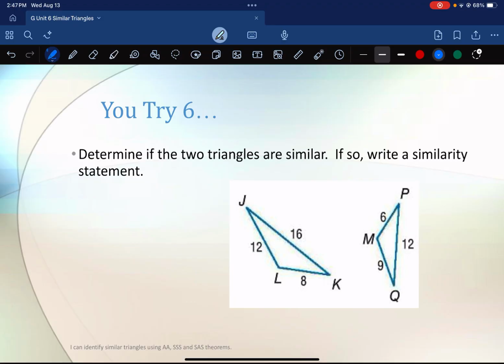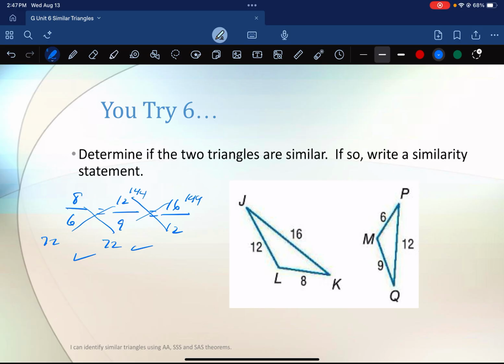What are you going to use? It's 3 pairs of sides. The only thing I can use is side, side, side. So 8, 12, 16, 6, 9, 12. Well, 6 times 12 is 72, and 8 times 9 is 72. 9 times 16 is 144, and 12 times 12 is 144. Well, these check out. Okay?